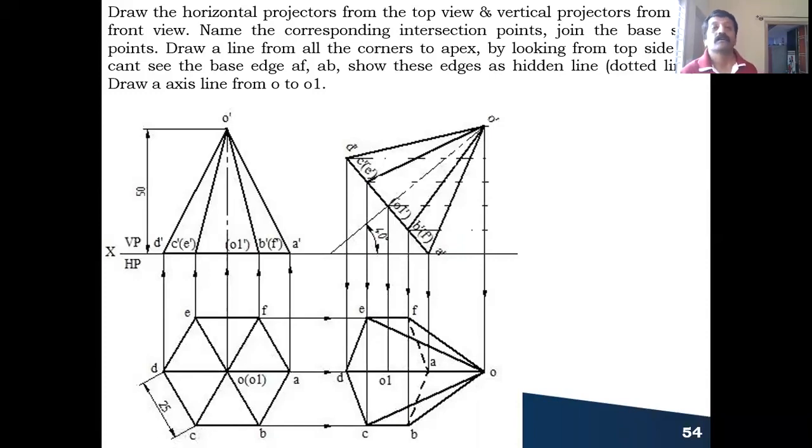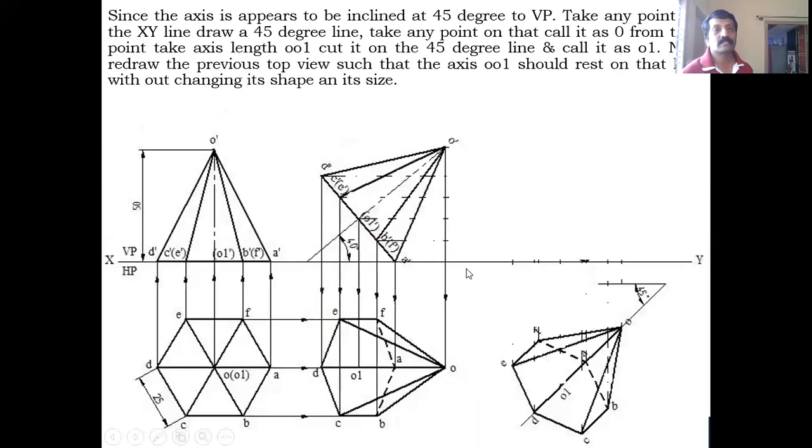Now to draw the final position top view, since he has given that the axis appears to be inclined at 45 degree to VP, directly I can take that 45-degree line and incline the previous top view here. Don't need to take the locus. Directly he has given the apparent inclination. So take any one point on the right side of your XY line, draw the 45-degree line. After drawing the 45-degree line, take any one point on it, call it as apex point O.